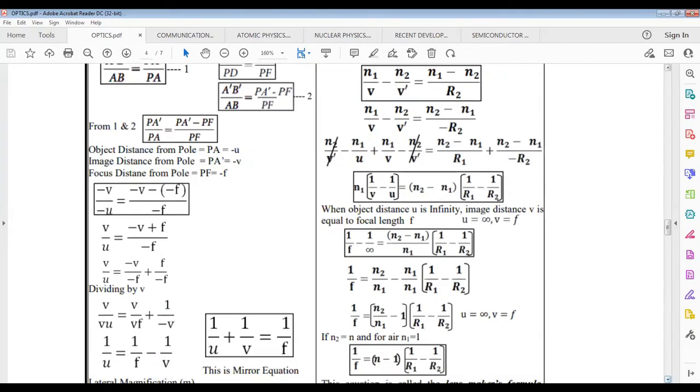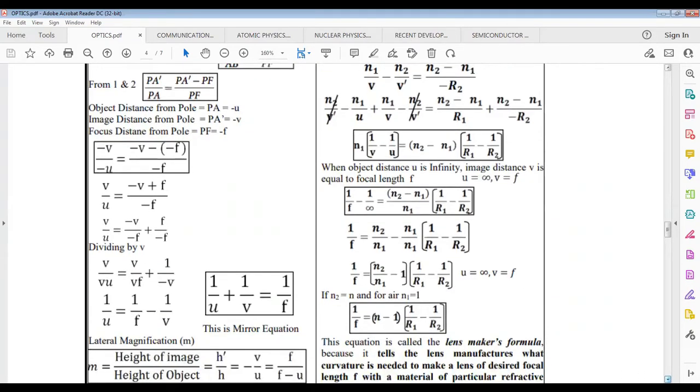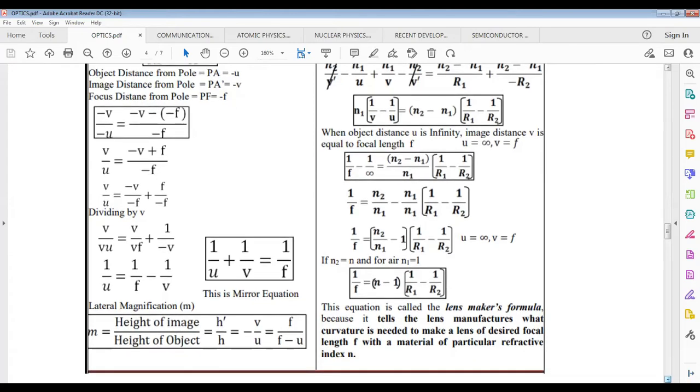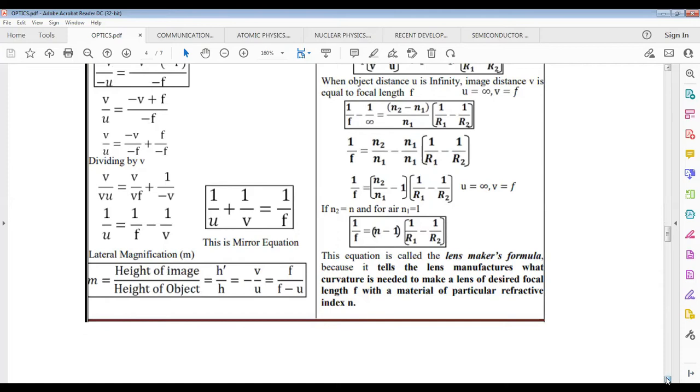So finally you will get the equation 1 by f is equal to (n minus 1) into (1 by r1 minus 1 by r2). This equation is called Lens Maker's formula because it tells the lens manufacturers what curvature is needed to make a lens of desired focal length. So in order to make a desired focal length, what are the radii of curvature of the two sides? Using this formula, they can construct a lens of desired focal length.